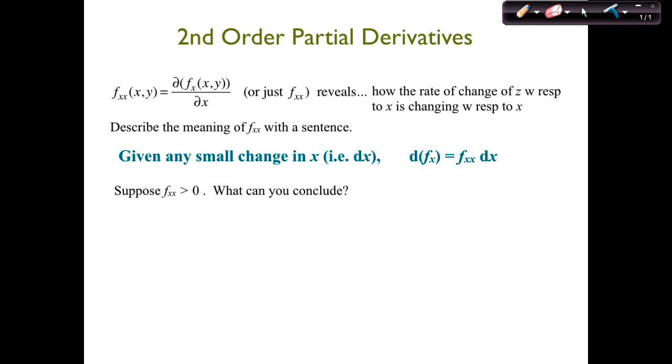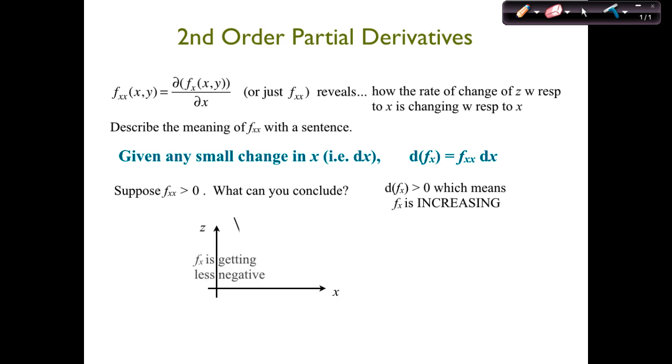All right? So if the second partial is greater than 0, what can you conclude about the first partial derivative? The first partial derivative then is increasing, right? It means, so if this is positive, then this is positive, and that means we have an increasing rate of change.